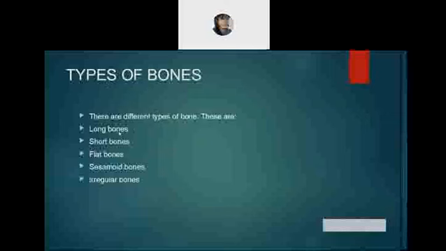How many types of bones are there? Anyone? How many types of bones? Six types: long bones, short bones, flat bones, sesamoid bones, and irregular bones. All this will come in exam. Long bones are found mostly where? Short bones are found mostly where? Flat bones are found mostly where?